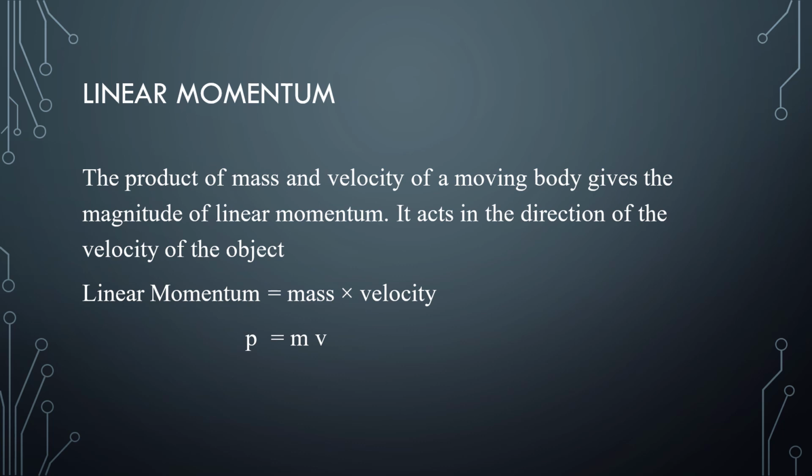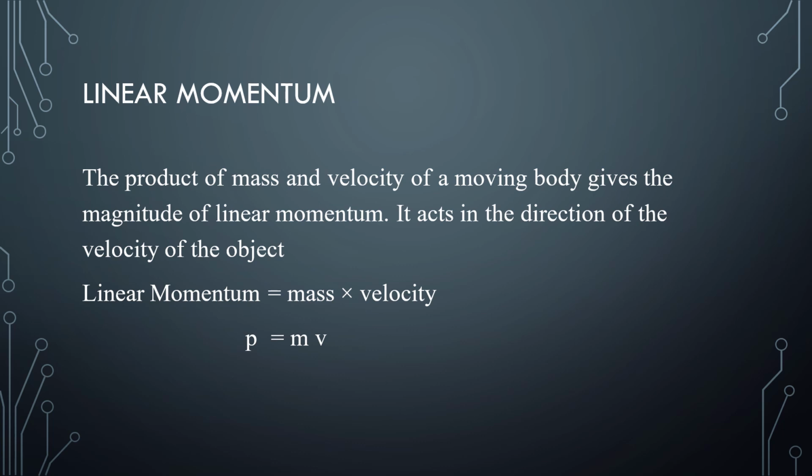Linear momentum. The impact of force is more if the velocity and the mass of a body are more. To quantify the impact of force exactly, a new physical quantity known as linear momentum is defined. The linear momentum measures the impact of force on a body. The product of mass and velocity of a moving body gives the magnitude of linear momentum. It acts in the direction of the velocity of the object.